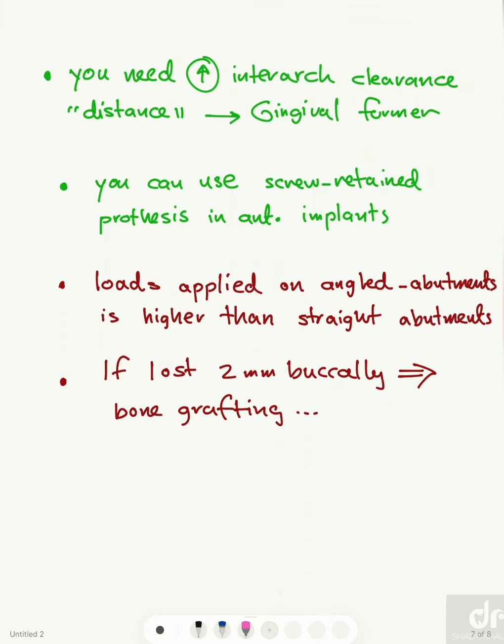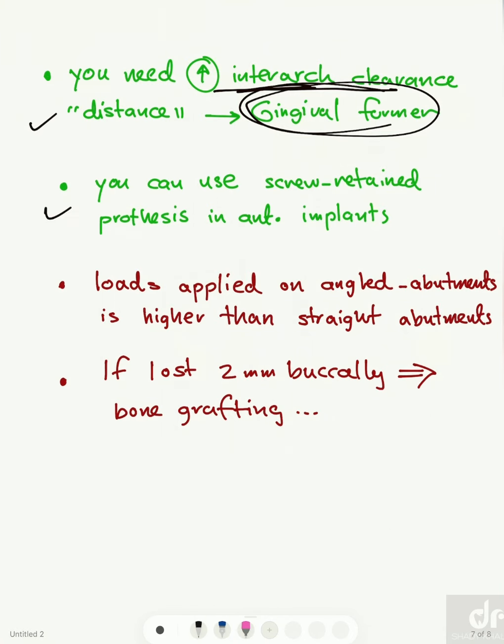I want to talk about something related to both previous types. In this cingulum position, we have to increase the inter-arch clearance, or the inter-arch space between the upper and lower, because when we put the permucosal post or the gingival former, there will be no place if you put it too much lingually. It will hit on the upper or the lower, so we have to increase the inter-arch clearance.